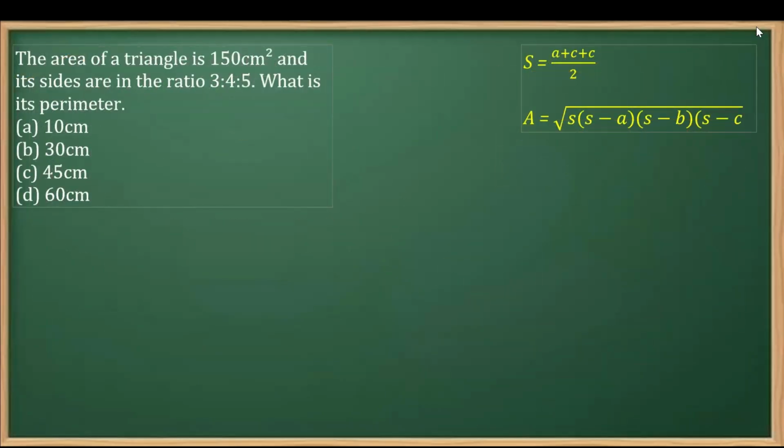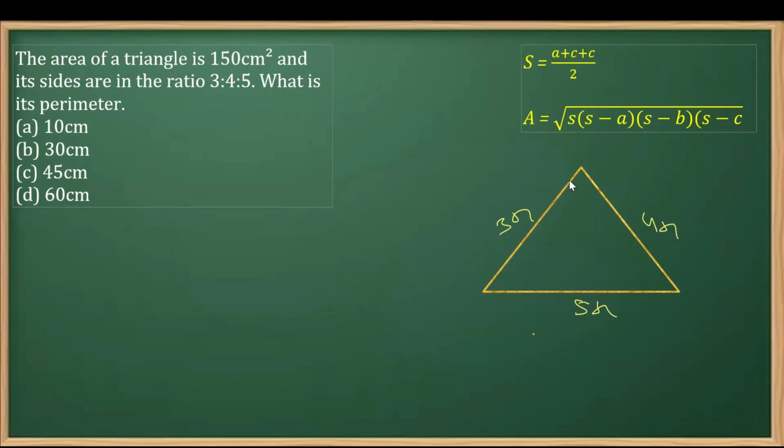So let's begin with the first question. In this question from the chapter Heron's formula, we are given the area of the triangle as 150 centimeter square, and the ratio of their sides is given as 3 is to 4 is to 5. What we have to find out is the perimeter. We know the ratio of the sides, so let's say the sides are 3x, 4x and 5x.